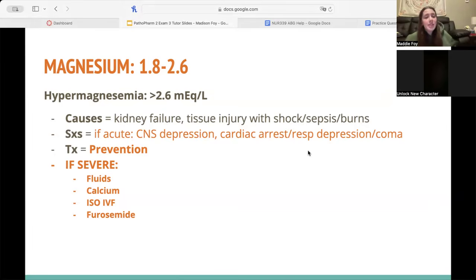Your main treatment because of that is going to be prevention. But a lot of the times, we can't stop it before it actually happens. So we can do things like fluid administration, calcium administration. This will oppose that action of the magnesium, isotonic IV fluids, and then also furosemide to kind of get those kidneys really working on excreting more effectively.